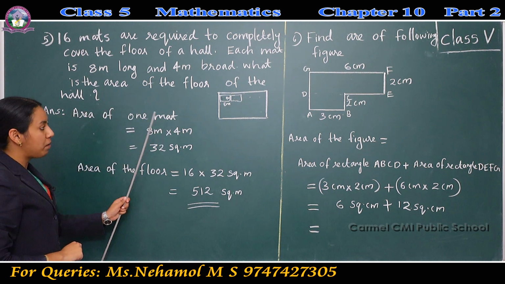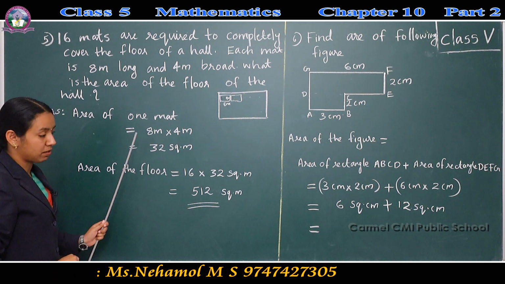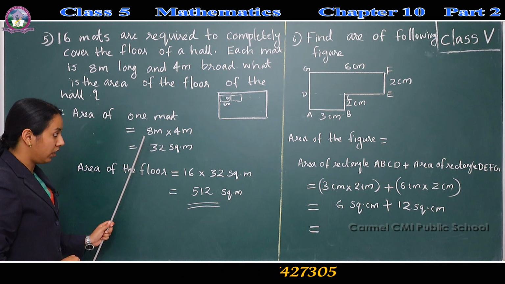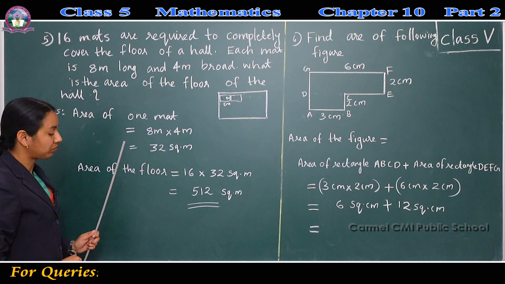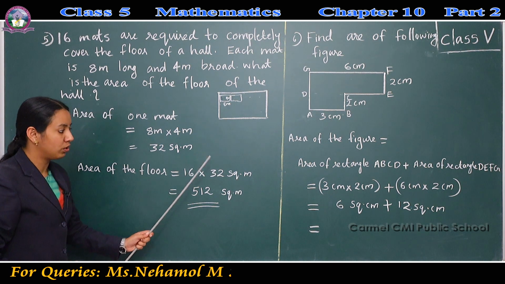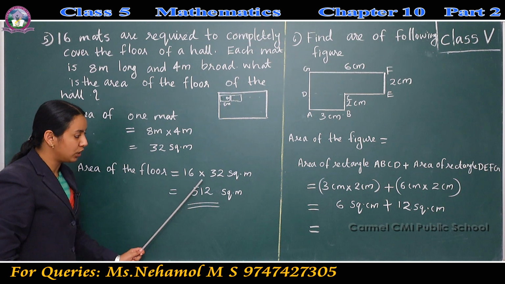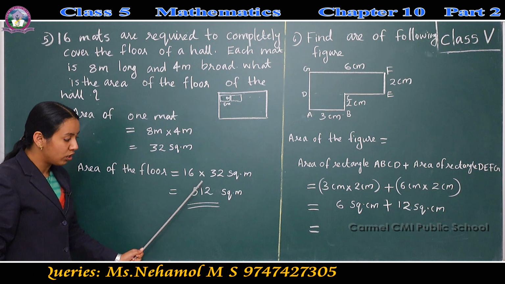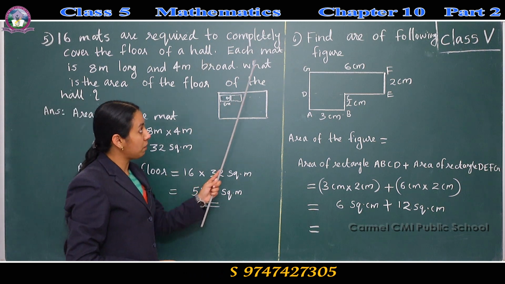Area of one mat is equal to 8 meter into 4 meter, length into breadth. 8 fours are 32. So, 32 square meter. Then, area of the floor is equal to 16 into 32 square meter. 16 mats are there. Then 16 into 32 square meter, that is equal to 512 square meter. That is the answer. Next question.